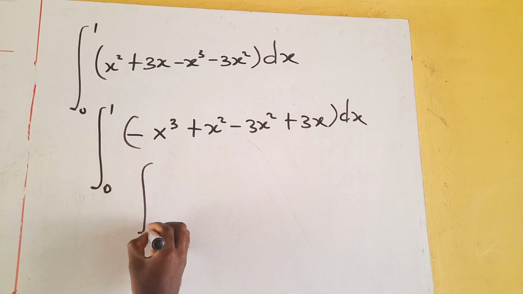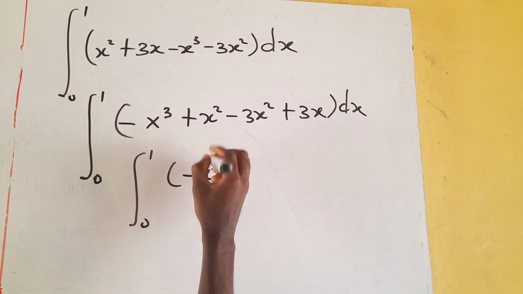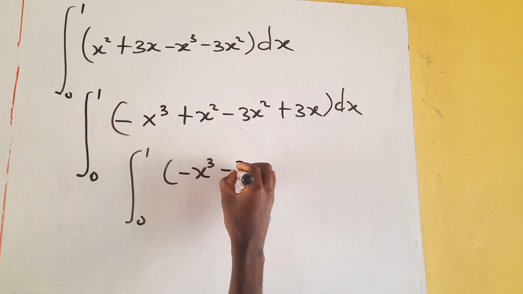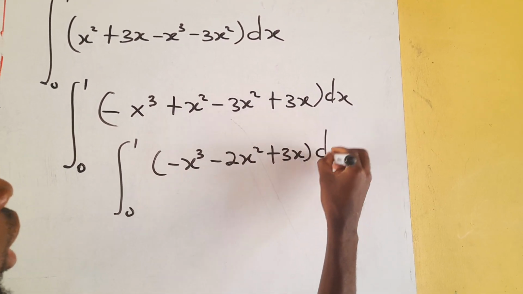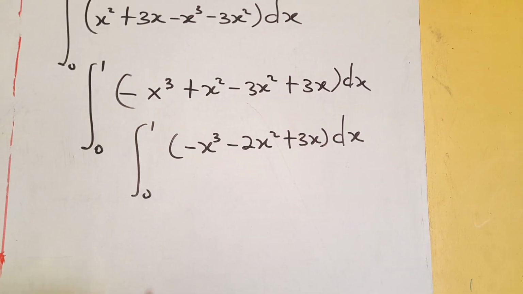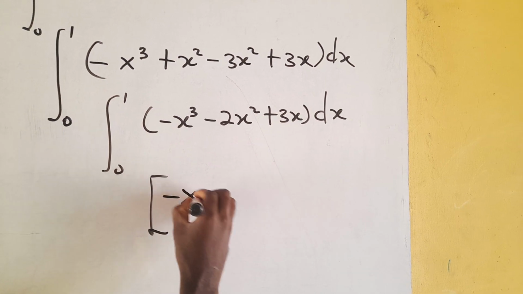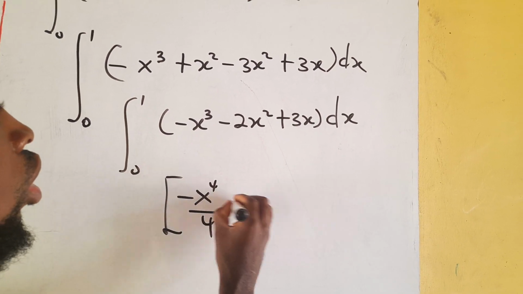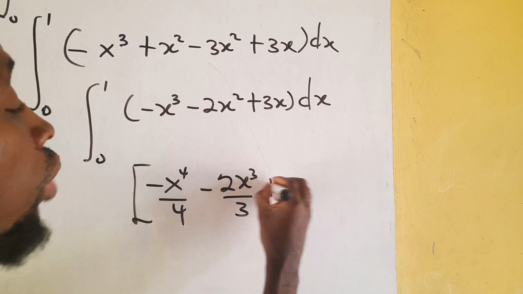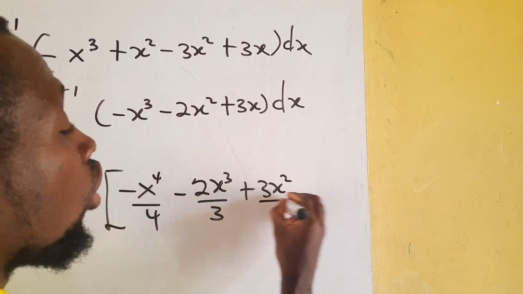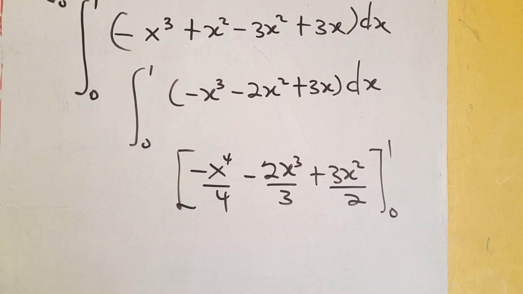So the integral from 0 to 1. That will be minus x cubed. x squared minus 3x squared will be minus 2x squared plus 3x dx. Now we perform the integration. So this will be minus x exponent 4 over 4, minus 2x exponent 3 over 3, plus 3x squared over 2, from 0 to 1.